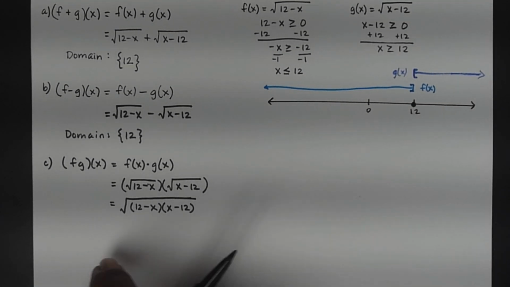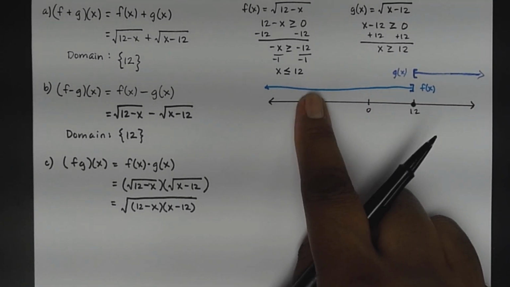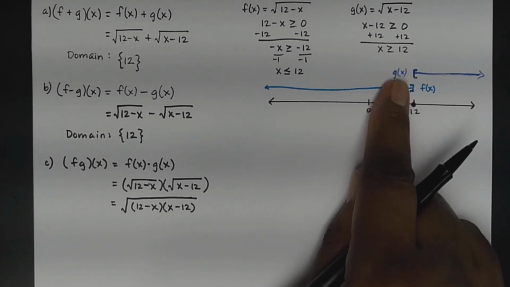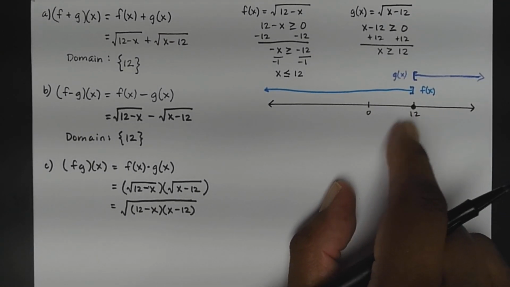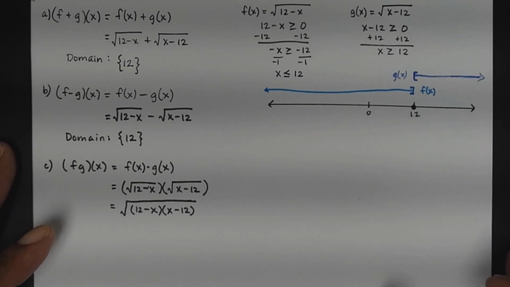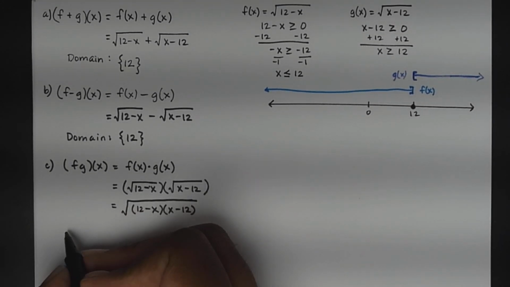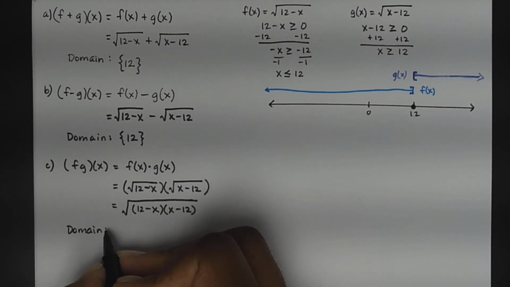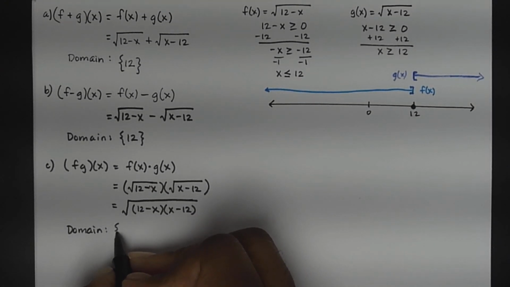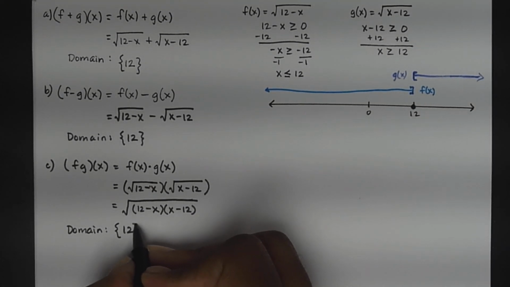And again, for its domain, we're doing the product of these two. That means we're going to find what's common in both f of x and g of x. And once again, the number 12 is common in both the domains for f of x and g of x. So the domain for the product of the two functions will be, again, 12.